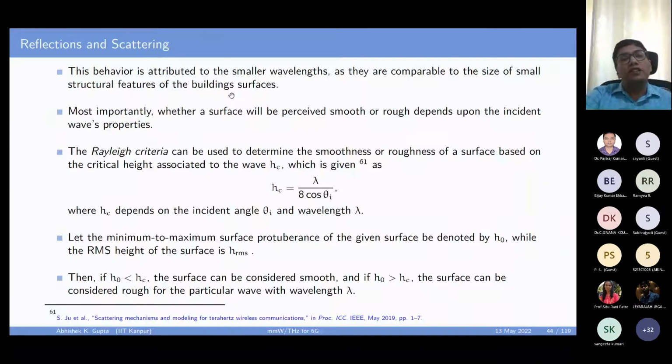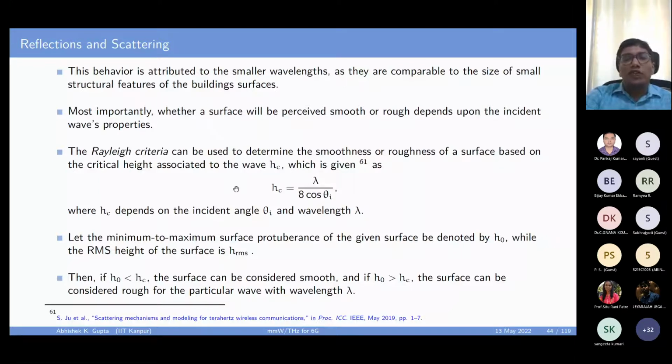It turns out that it depends on how waves see it, so it depends on the wavelength. If the wavelength is small, small defects in the surface will make the surface rough. If the wavelength is large, it doesn't notice these small differences, and the surface will look smooth. So whether a surface is perceived as smooth or rough depends on the incident wave properties. There is a criterion called the Rayleigh criterion, which determines the smoothness or roughness of the surface.